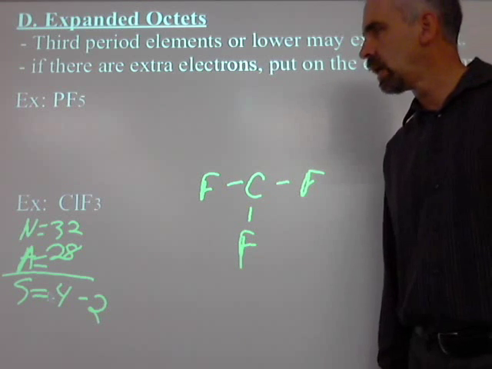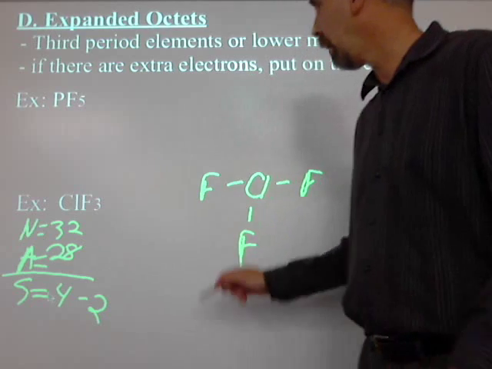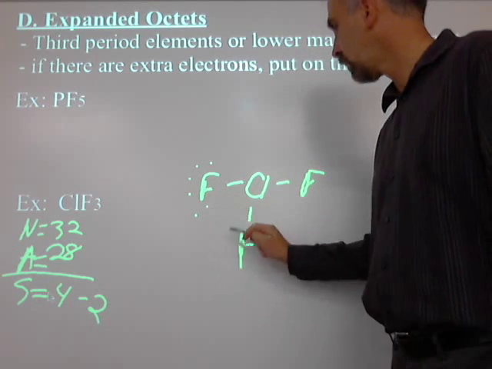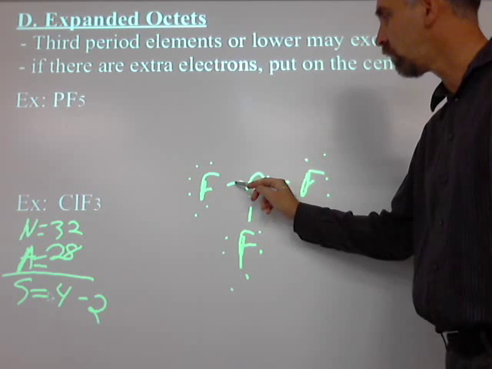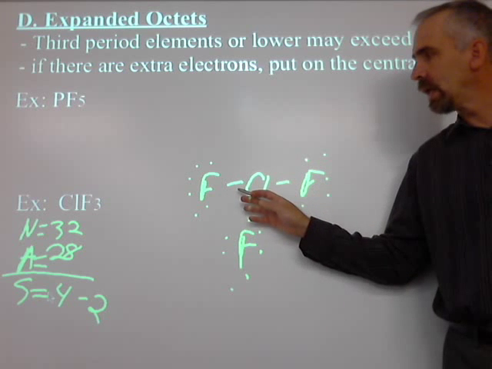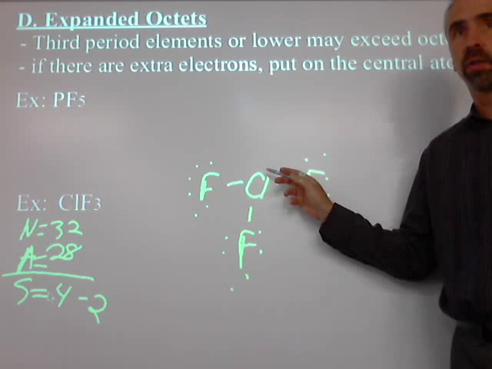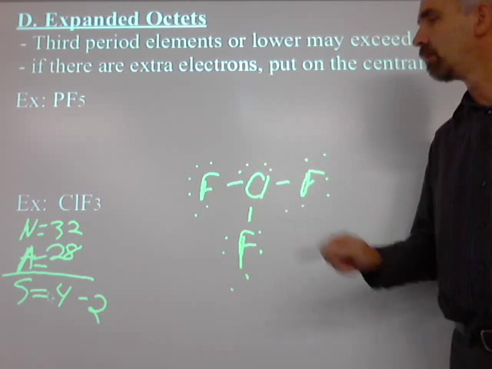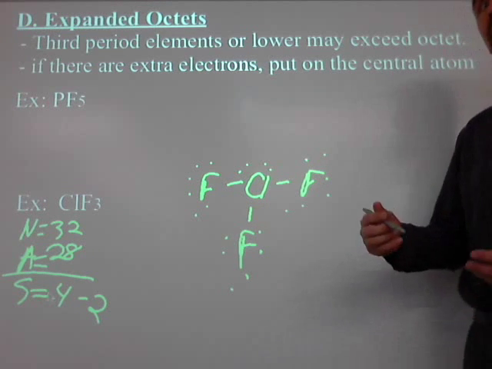Let's try giving everybody an octet. By the way, it's Cl, not C. 2, 4, 6, 8, 10, 12, 14, 16, 18, 20, 22, 24. I need to get 28 in there. I've got 24 right now. Chlorine would only want how many more? 2 to get an octet. But you've got to put 4 on there because I can't create this with 2 electrons. Yeah, that's right. And the good reason for that is because we said so.